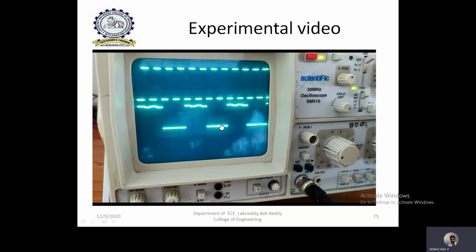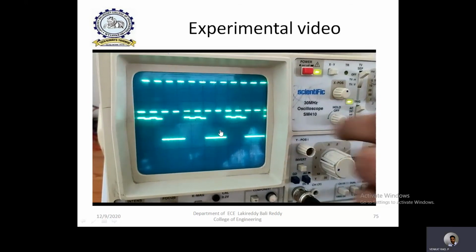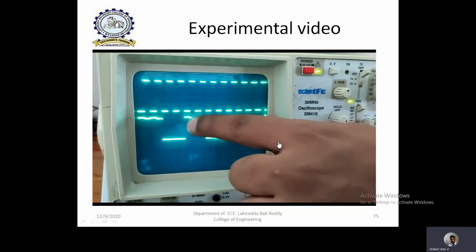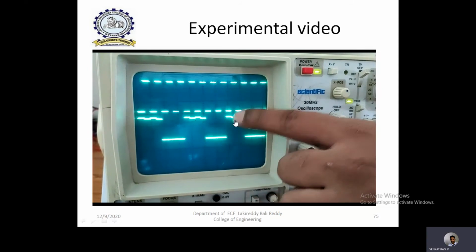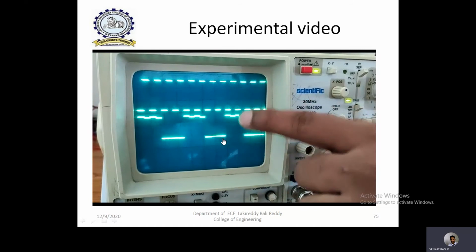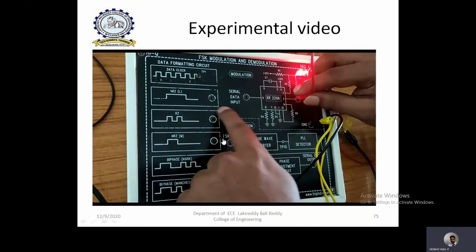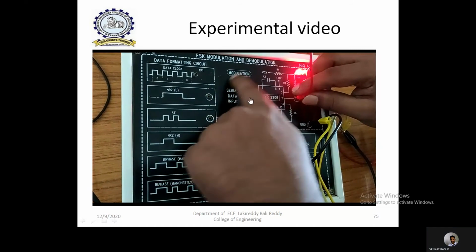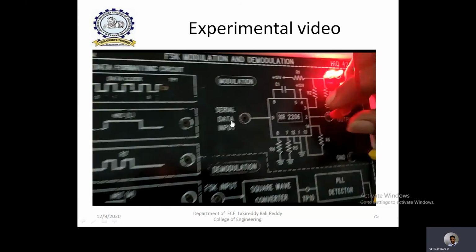So 1, 1, 0, 0. Again 1, 1, 0, 0. So that kind of bit sequence is generated. So simply 1, 1, 0, 0 is generating from the input. That is what we need to observe. Clear? That was repeating like this. Okay, same thing is repeated. So you can note down this 1100 as the general input. Clear? Now connect that input to the input of the modulation as a serial data input.